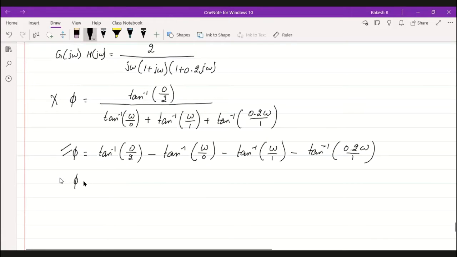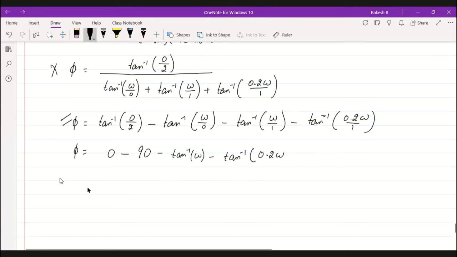That is, phi is equal to tan inverse 0, which is 0. And here, tan inverse of omega divided by 0. What is this? Infinity. Tan inverse of infinity is what? 90 degrees. Minus tan inverse of omega here. No need to split. Tan inverse of omega, and tan inverse of 0.2 omega here.